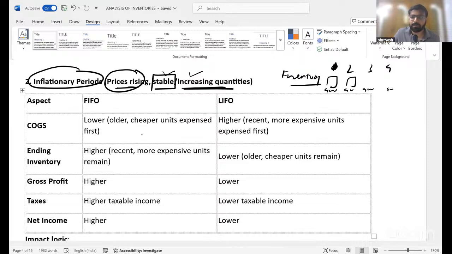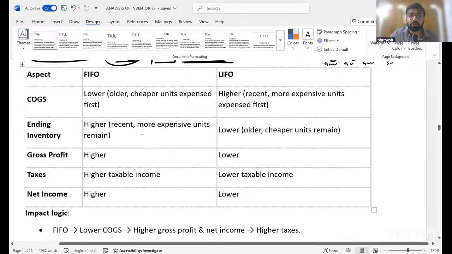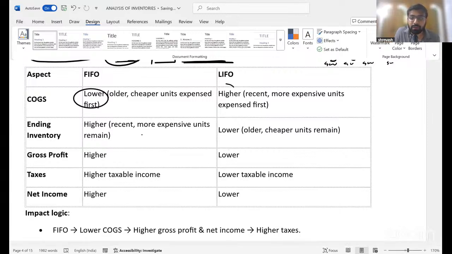Your cost of goods sold will always be lower in case of FIFO as compared to LIFO. Why? Because in case of inflation, the prices are rising, and the more expensive units, which are recently purchased, as compared to the older units, will form a part of COGS in case of LIFO. But in case of FIFO, the older units, which are purchased at a cheaper rate, will first form a part of your COGS because those are the ones that are going to be sold.